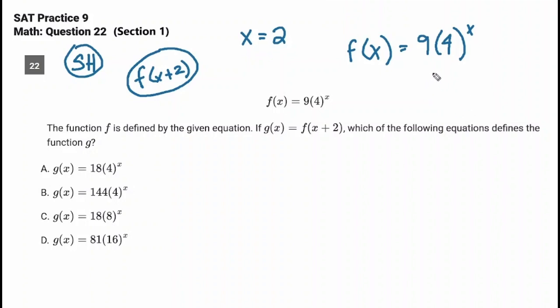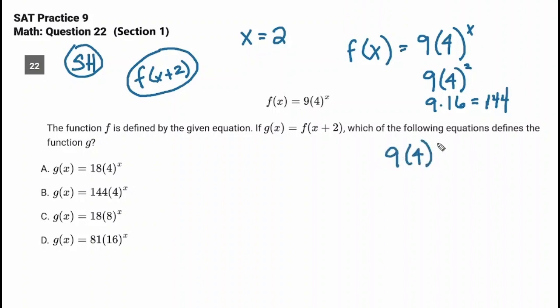So just follow the directions. You can do it. 9 times 4 to the what? 2. So what is that? It's 9 times 16. Do that on your calculator. And you get 144. Okay, what are we supposed to do? We're supposed to do f of x plus 2. So what's our x? It's 2. So what's x plus 2? It's 4. So let's do the function with 4.